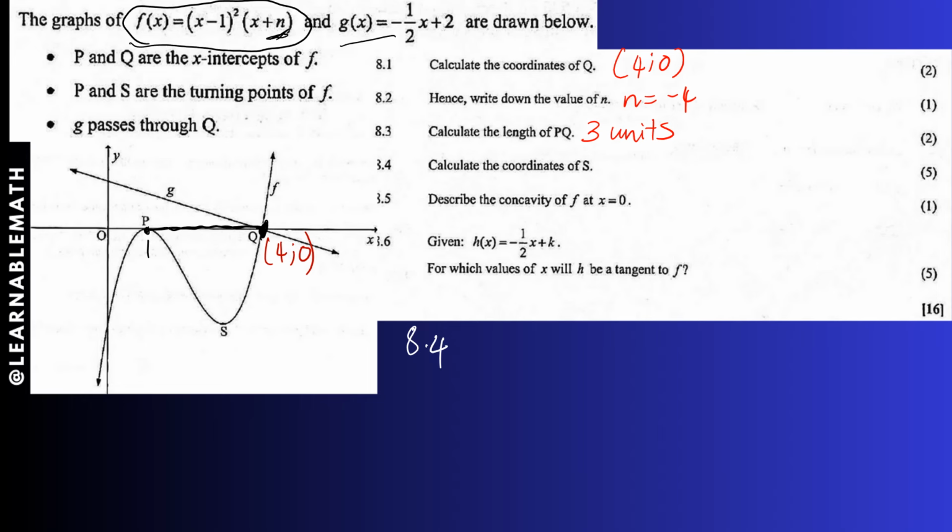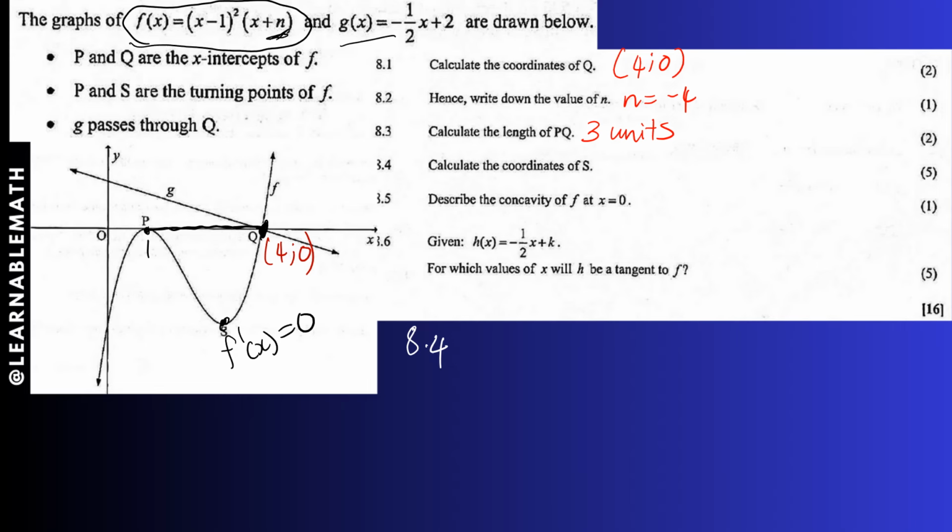Okay, let's go to 8.4 now. It says calculate the coordinates of S. S is the turning point of f, your cubic function. To get the x at the turning point, we can find the equation, derive it, and equate it to 0, because we know that at the turning point, the first derivative will be equal to 0. So that's what we're going to do.